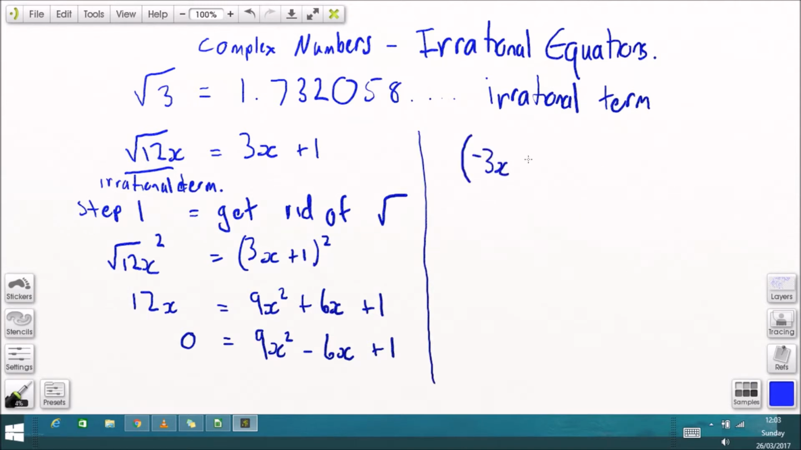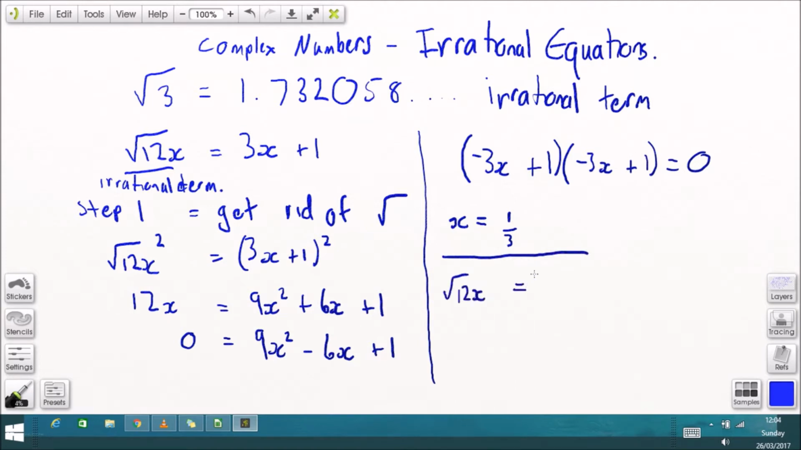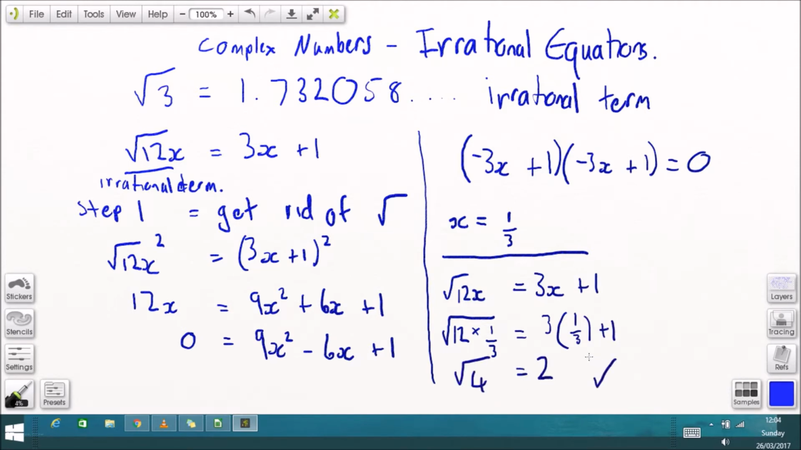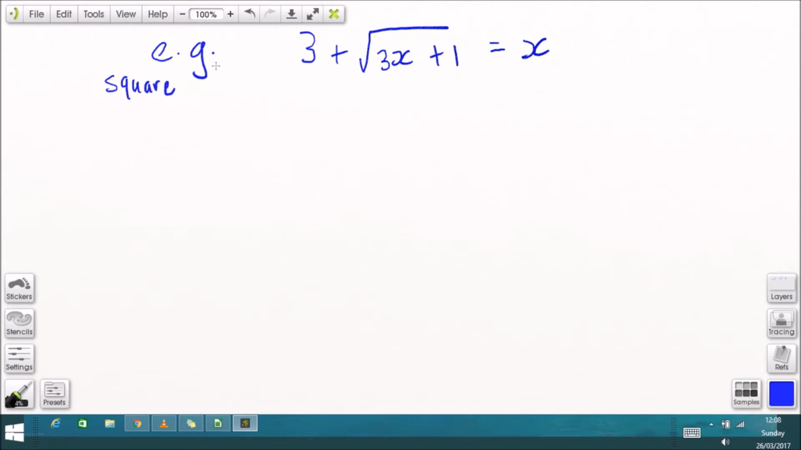Right, so you don't have to factorize it first, you could use the quadratic formula, but if I factorize it, I get, in this case, the same bracket twice. It means that there's only one answer to this, x equals 1 over 3. Right, I'm just going to test this answer. By test, I mean I'll put it back into the original equation just to make sure I've got the right answer here. So the square root of 12 times x equals 3x plus 1, and I'll just change x for 1 over 3, which we said was the answer. Plug it in, square root of 4 equals 2, yes it does, so that answer is correct.